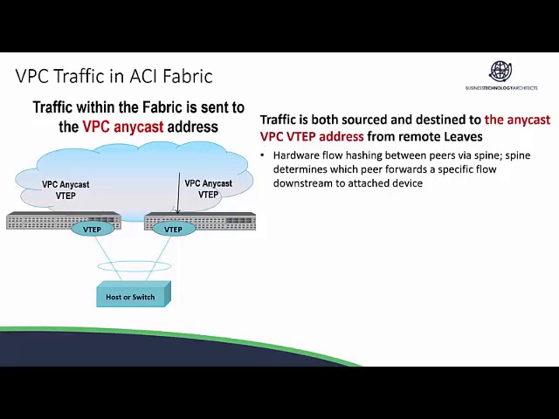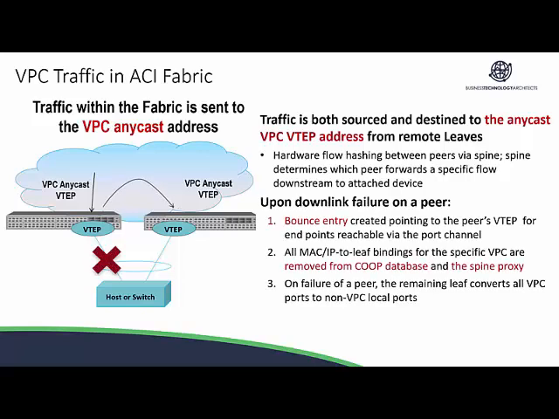So at this point, at the hardware level, there is flow hashing between the peers via the spine. Spine determines which peer forwards a specific flow downstream to the attached device. And that's also maintained by the Council of Oracle Protocol. So that runs on the spines to ensure all spines maintain a consistent copy of endpoint addresses. So if we have a link go down or a leaf go down, the bounce entry created will be pointing to the peer's VTEP for endpoints reachable via the port channel.